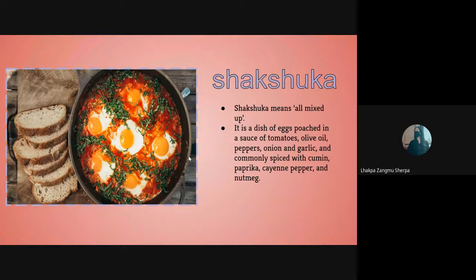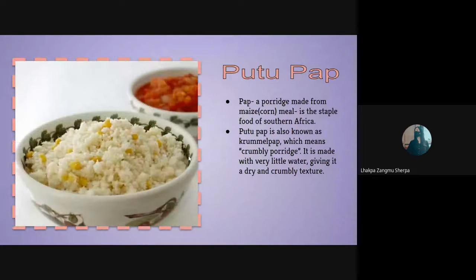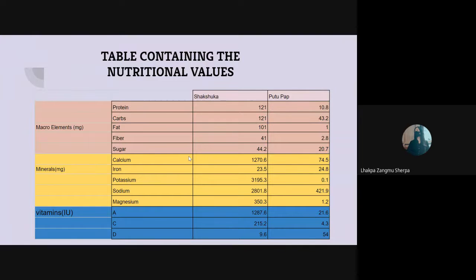And putu pap. Porridges are made from maize, and cornmeal is a staple food of Southern Africa. Putu pap is also known as crumble pap, which means crumbly porridge, and it is made with very little water, giving it a dry and crumbly texture. So wow, that was a really delicious and healthy breakfast. The flavors are still in my mouth.